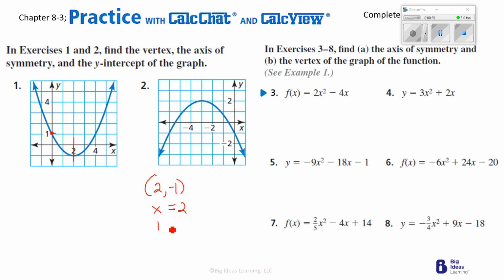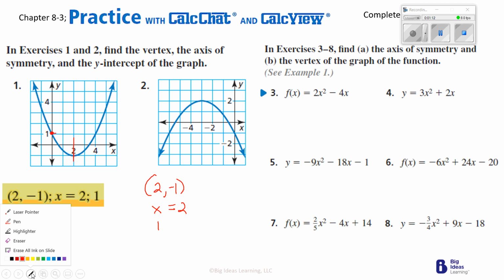Okay, let's see how I did. There we go. 2 and -1, x equals 2, and 1. All right, you have number 2 to do. We're going to move on to number 3. It'd be nice to go ahead and work out 3, 5, and 7.